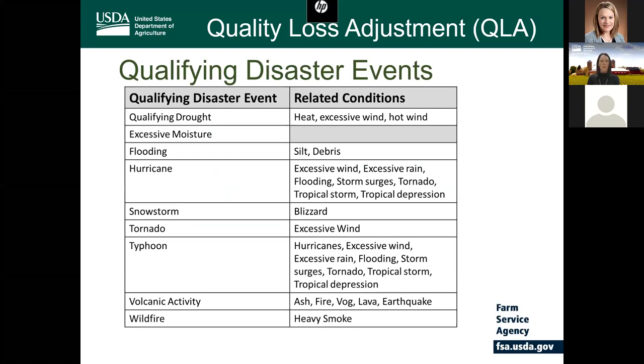Drought, as long as it's in a D3 or D4 level, and we'll cover that in the next slide. Excessive moisture, flooding, hurricane, snowstorm, tornado, and then typhoon, volcanic activity, and wildfire. And then also the additional related conditions tied to those qualifying disaster events.